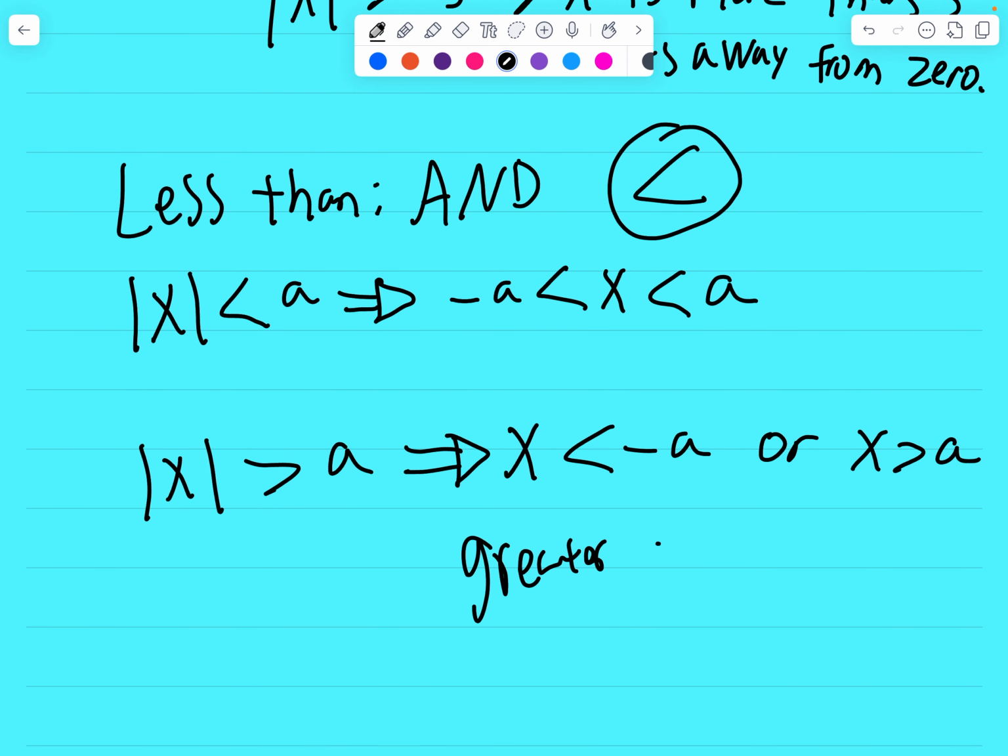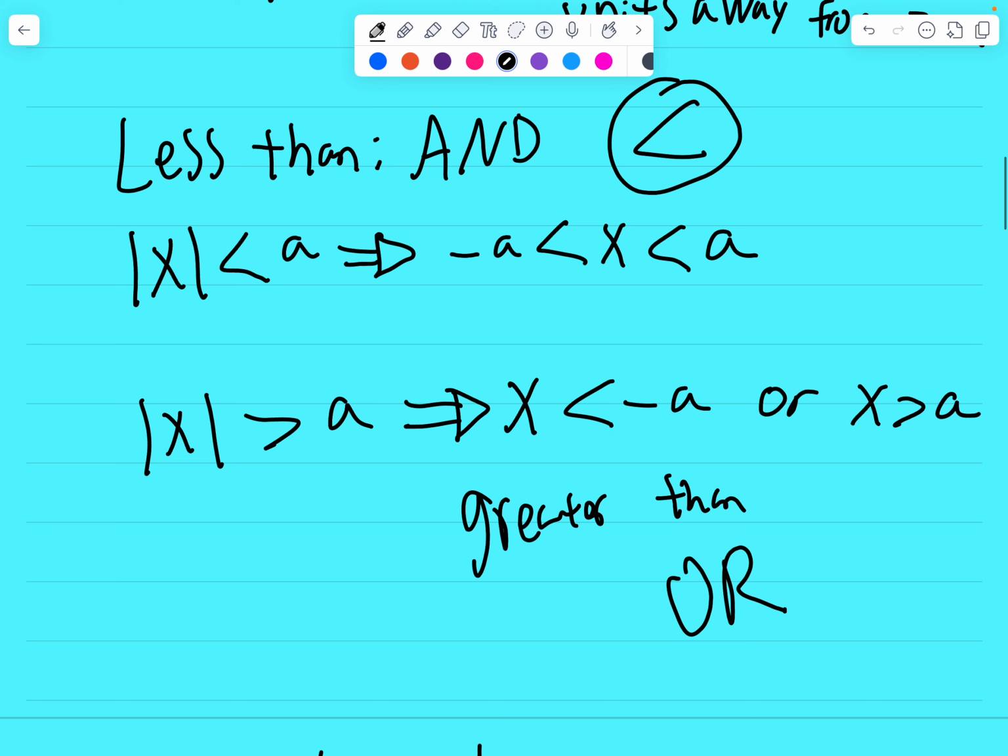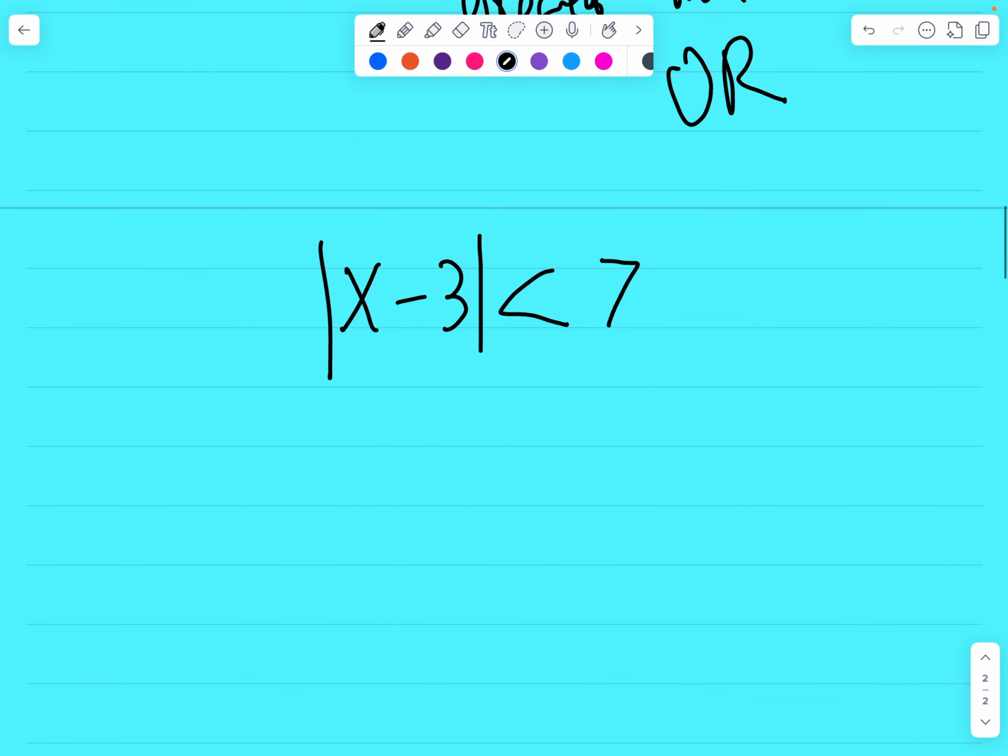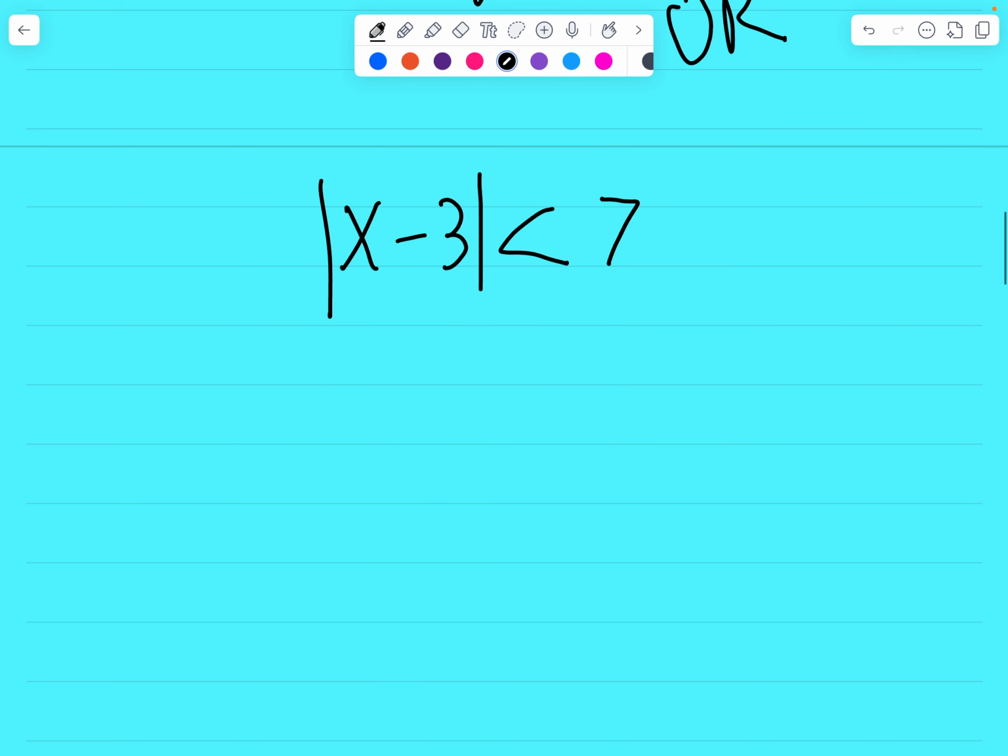And when you have a greater than sign, you know you're dealing with an OR case. Okay, so you have the absolute value of x is greater than a, and then you have x is less than negative a, or x is greater than a. You can write it either way. Well, it's an or because there's two different answers, so that's how you do that. When you do practice problems, the words will make sense, I promise. So let's look at this one.